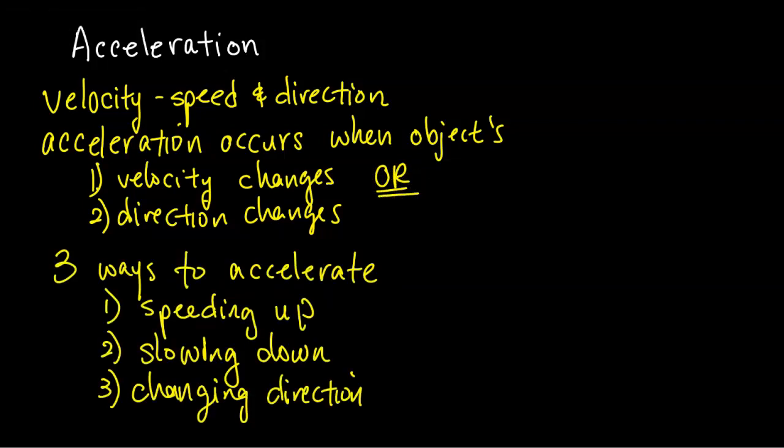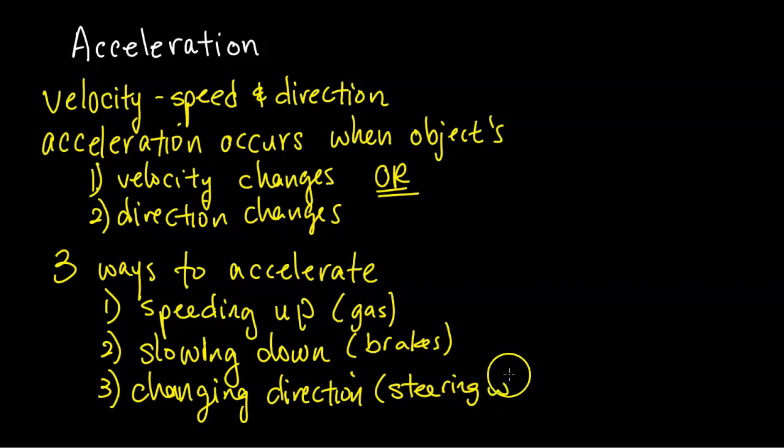There are three ways to accelerate: when an object is speeding up, an object is slowing down, or an object is changing direction. On your car, an example of speeding up would be if you were to press on the gas pedal. For slowing down, an example in your car would be if you hit the brakes. And for changing direction in your car, an example of that would be the steering wheel.